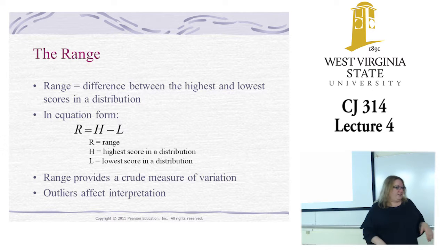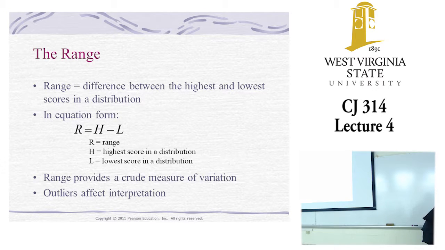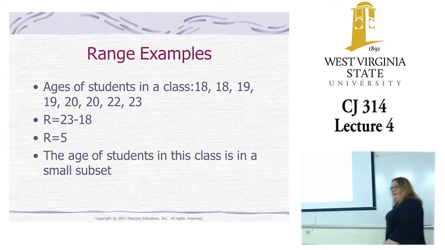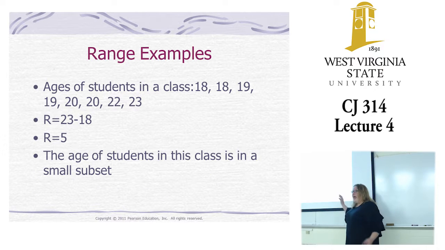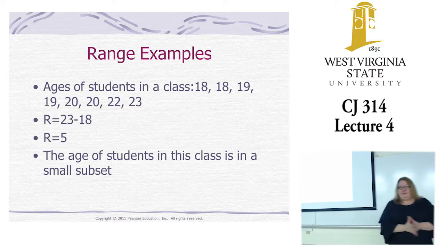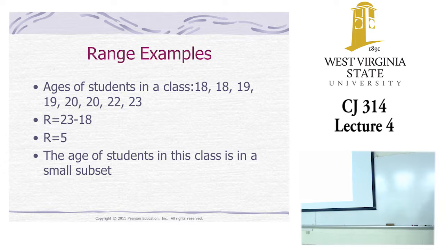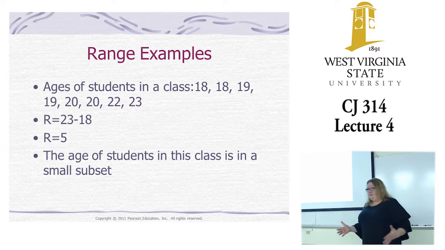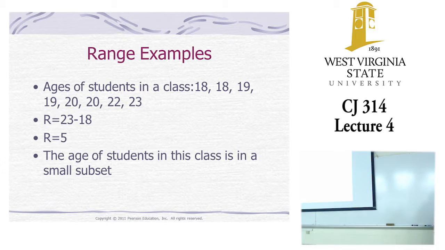So let me show you what range looks like. If these are the ages of students in our class, 18, 18, 19, 19, 20, 20, 22, and 23, let's figure out the range. Highest, age of 23, minus our lowest score, age of 18. What's our range? 5. Yeah. 23 minus 18. That's all there is in range.